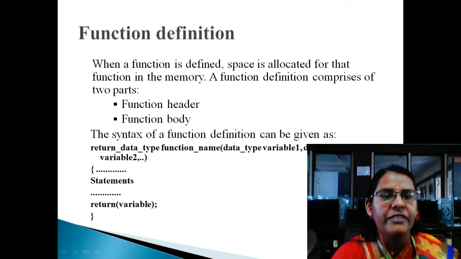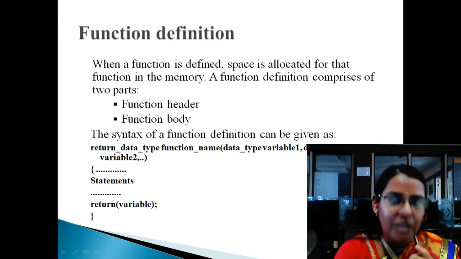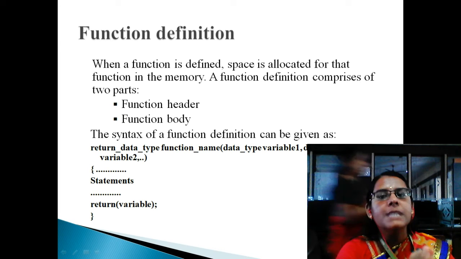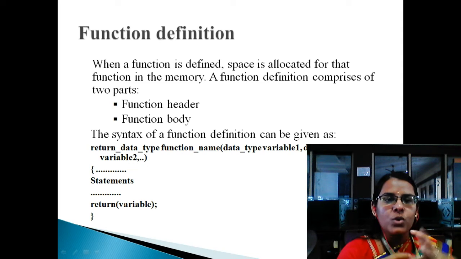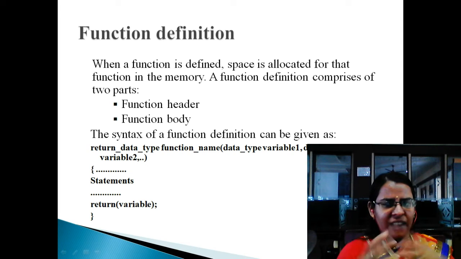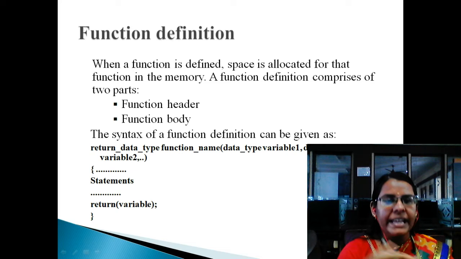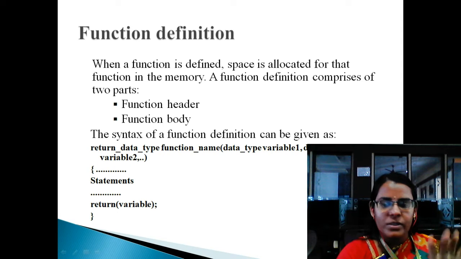Then function definition. What is meant by function definition? A function is defined as space allocated in memory, that is, how we define the statements. Based on that, we have the function definition. The function header and function body are the two parts that make up the function definition. The syntax of the function definition is here: return data type, function name. These are the two parts. So these are the function definition.